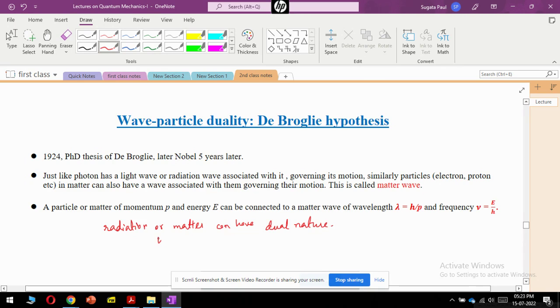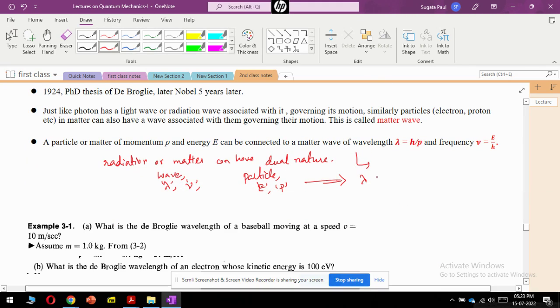It has a wave nature. Wave nature means it will have an associated wavelength lambda, and it will have an associated frequency with it, and it will have a particle nature which will have an energy E and momentum p. And de Broglie suggested that these two natures are connected with each other by this formula: lambda equal to h by p, where the wavelength and the momentum are connected to each other by Planck's constant, and nu equal to E by h, where the frequency and the energy are also connected by Planck's constant.